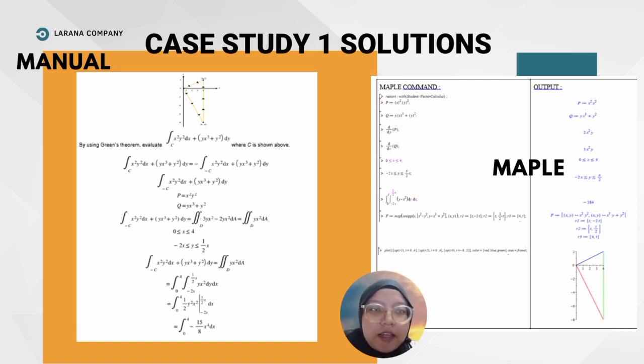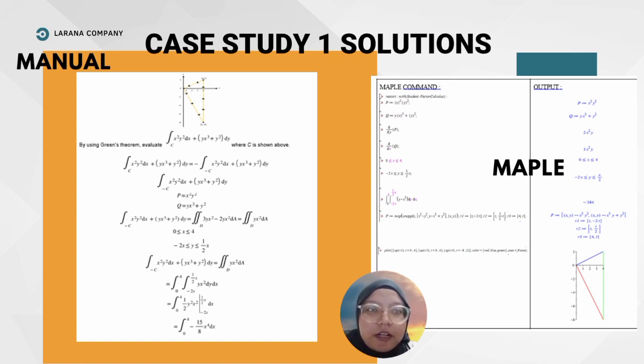We use dA as dy dx because it is only line integrals, not oriented in circular motion and so on. First, we integrate the inside first, which is dy. So we get 1/2 y squared x squared, and we substitute the limits 1/2 x and negative 2x.